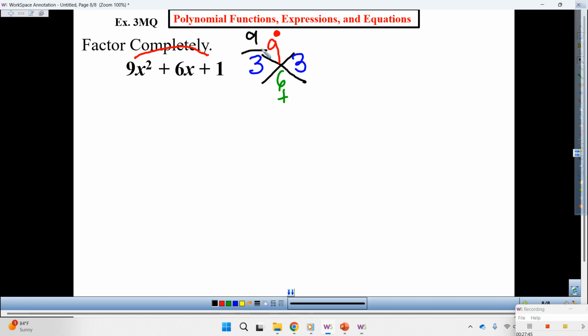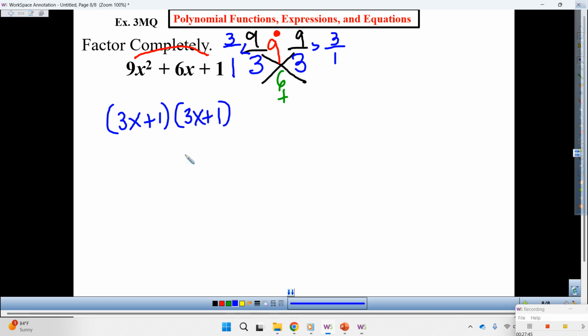Nine above the 3. All right. Question. Can we reduce 9 over 3? Yes, that becomes what, everyone? 3 over 1. And over here is the same, 3 over 1. So my factors are 3x plus 1 times 3x plus 1, or in other words, 3x plus 1 squared.